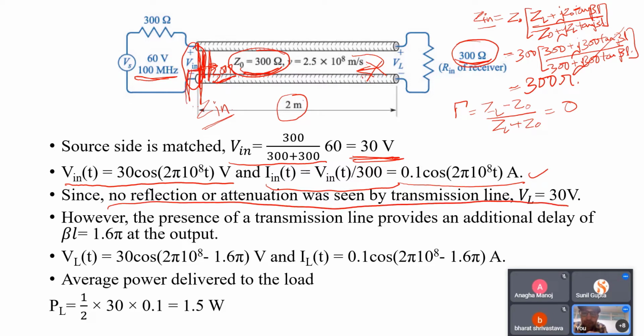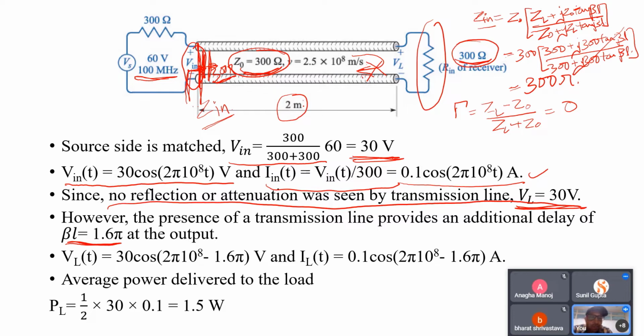whatever the input voltage at this transmission line, the same will appear at the load. For that reason the load voltage will be defined as 30 volt. The only thing that will change is the phase angle, which will depend on the length of this transmission line.